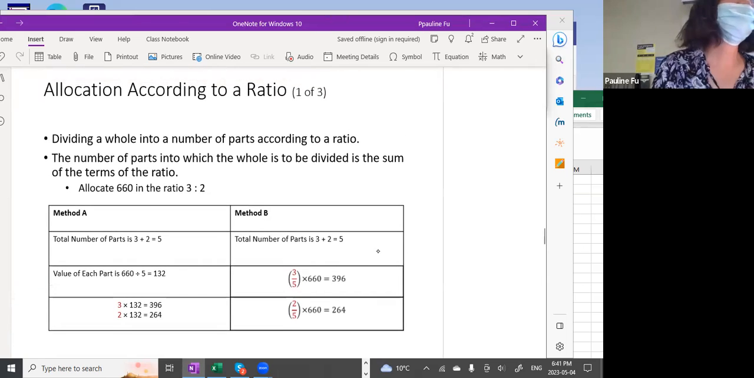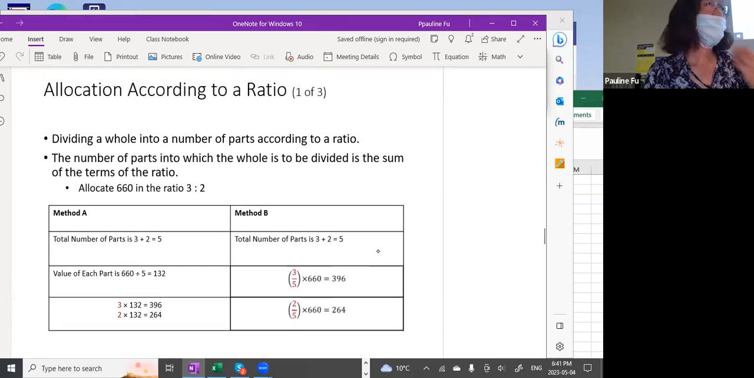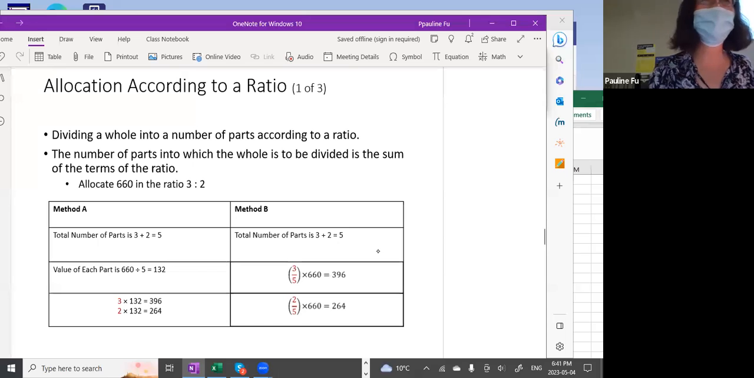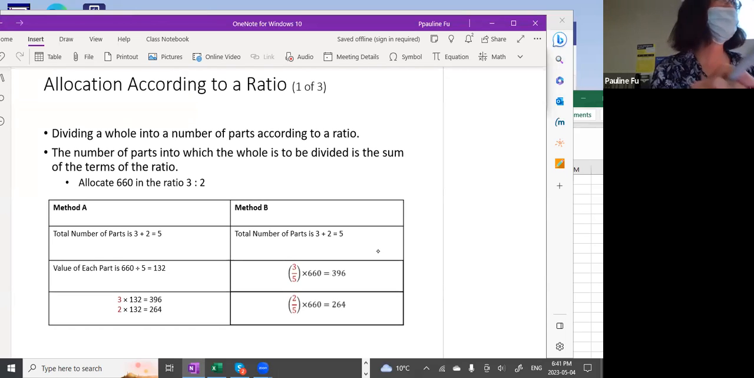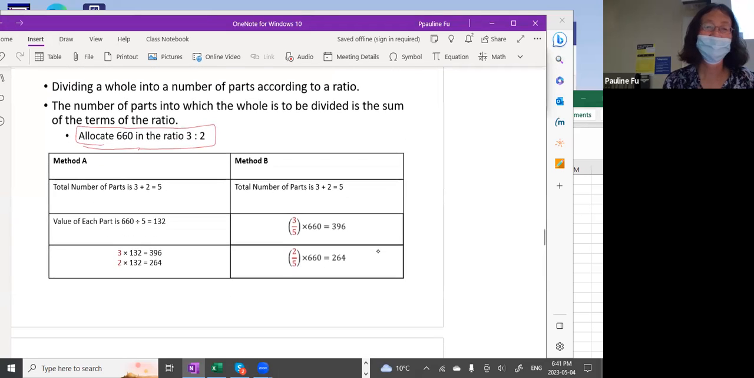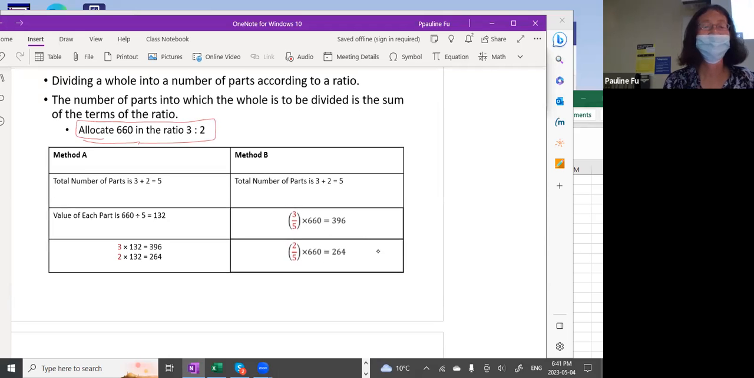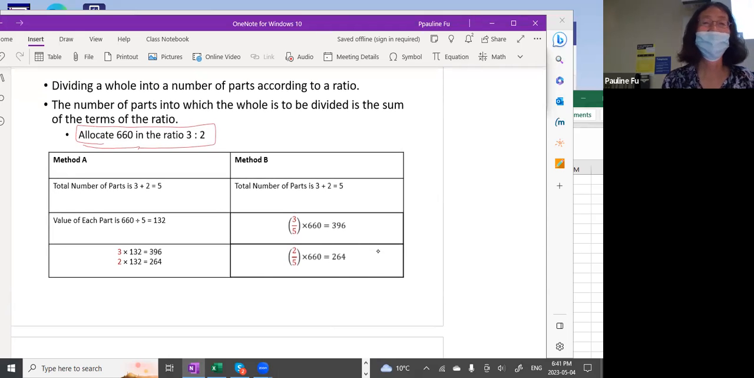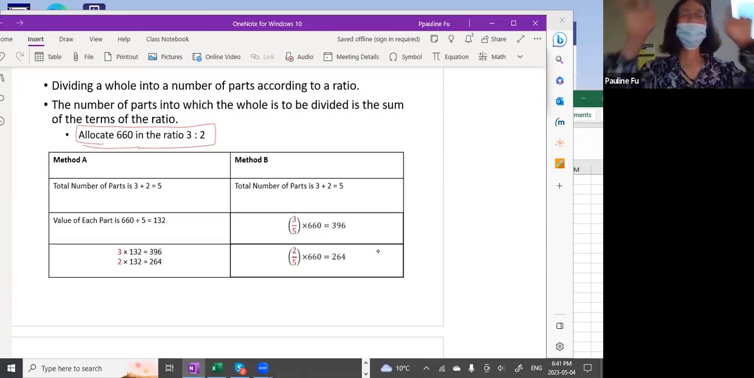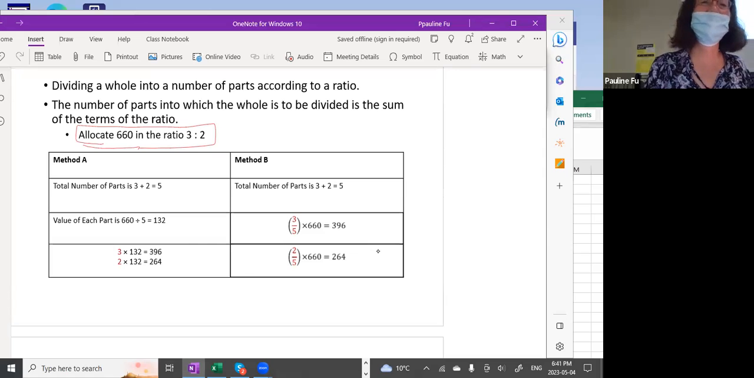Okay, this topic is a little bit hard. We'll go slowly for this one, and please stop me if you have any questions. Okay, this is the question. How do you allocate 660 into the ratio 3:2? It means how do you put 660 into two numbers, where those two numbers have the ratio 3:2. Is that clear?